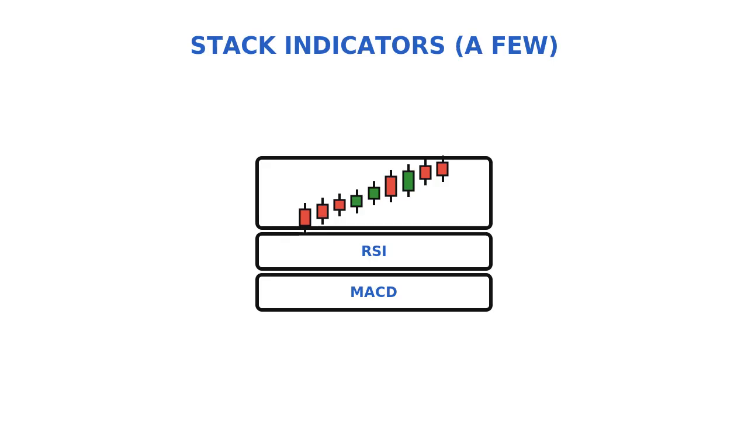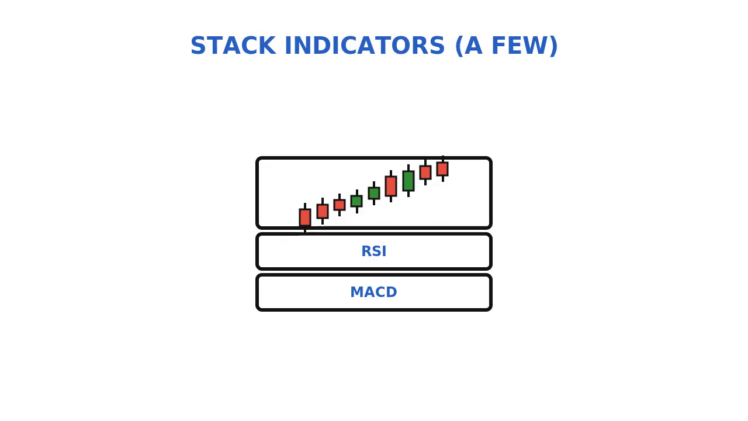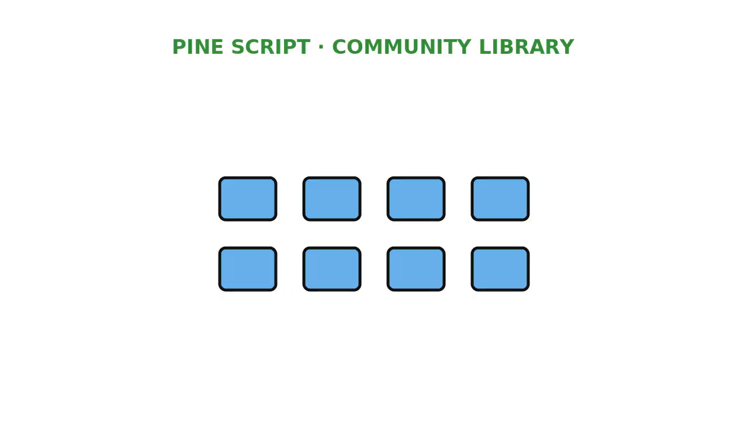Now, a genuinely powerful feature that surprises people, custom indicators. TradingView has its own simple coding language called PineScript, which lets people build their very own indicators. But here is the good news. You do not need to write a single line of code. There's an enormous public library where thousands of traders have already built and shared their indicators for free. You just search, click, and add. It is like an app store for chart tools.